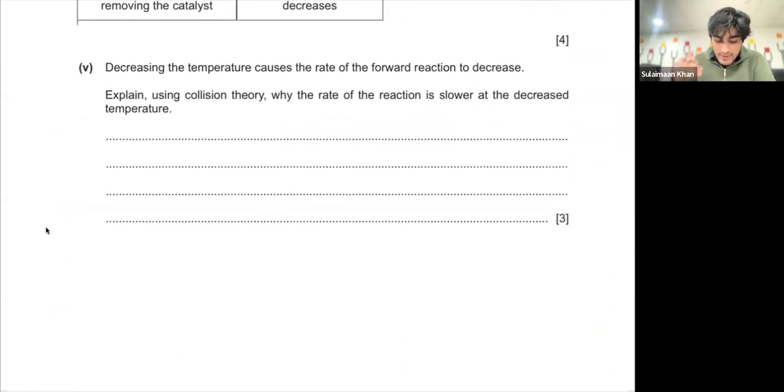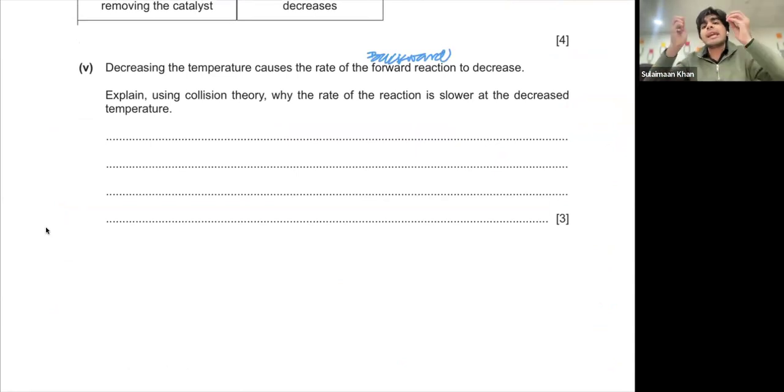Acha ji. Decreasing the temperature causes the rate of forward reaction to decrease. Acha, mera ek sawal hai, what if this was backward? Then decreasing the temperature would result in the backward reaction's rate increasing.